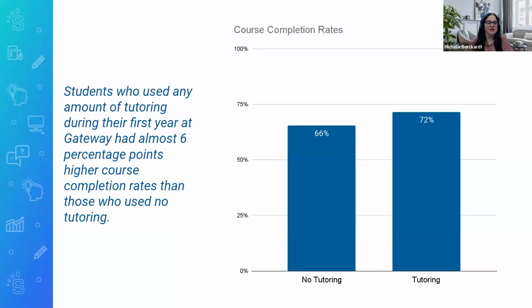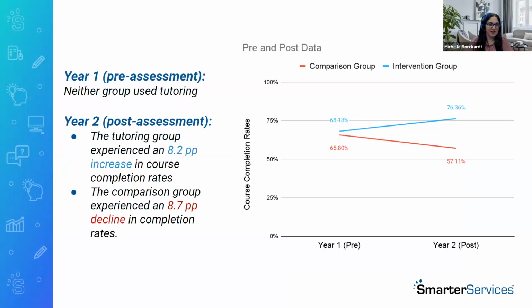So we see that the students who received tutoring had a 6 percentage point higher course completion rate compared to those who did not receive tutoring. So this shows positive benefit of tutoring for these students. Now the difference is small, so there's another way you can look at this. You can look at pre and post data. This next slide shows the blue line is the intervention group, so that's the students who received tutoring. The orange line is the matched comparison group who did not receive tutoring.